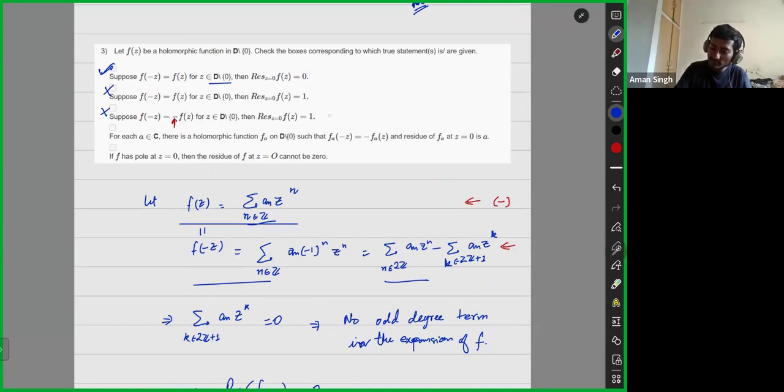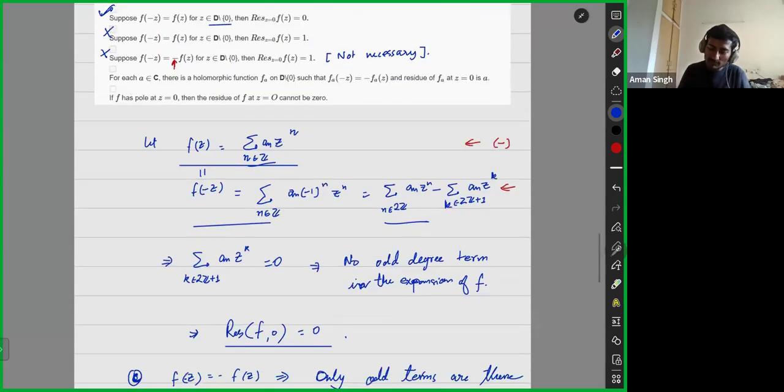It can be anything, not necessary. So now the fourth option: for each a belonging to C, there is a holomorphic function fa on D minus 0, unit disk minus 0, which is odd, f of minus z is minus f of z, and the residue of f at z equal to 0 is a.